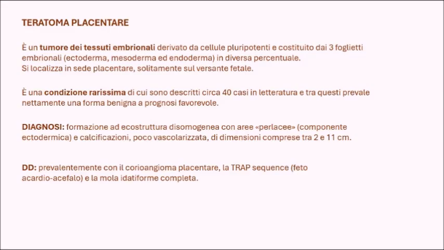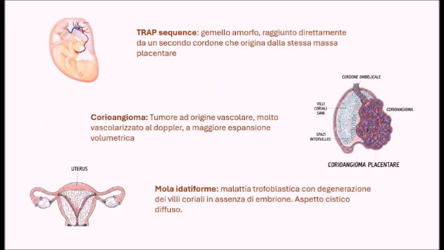The twin reversed arterial perfusion sequence, that is, the acardiac twin sequence found in monochorionic twin pregnancies, and a complete hydatidiform mole. In the case of the TRAP sequence, however, it involves a mass made up of an amorphous acardiac acephalic twin in a monochorionic twin pregnancy, which is supplied by a second umbilical cord originating from the same placental mass. This is different from a teratoma, where a single placenta with a single umbilical cord supplies a single viable fetus.